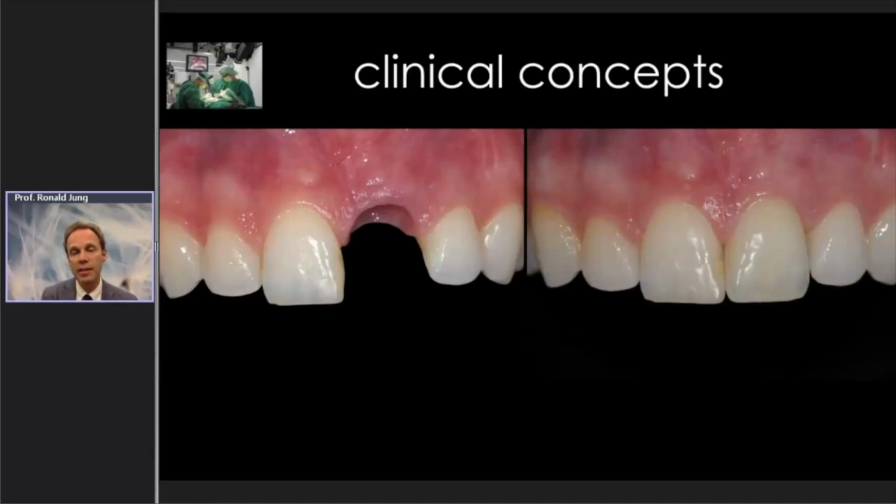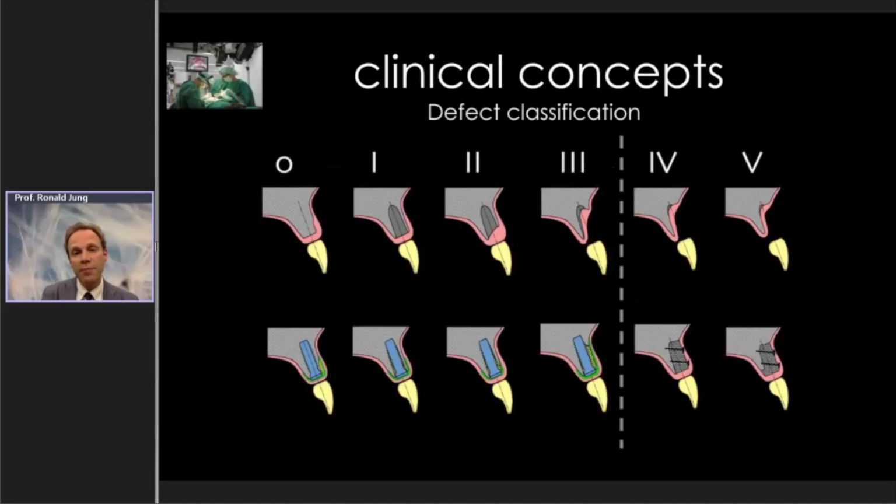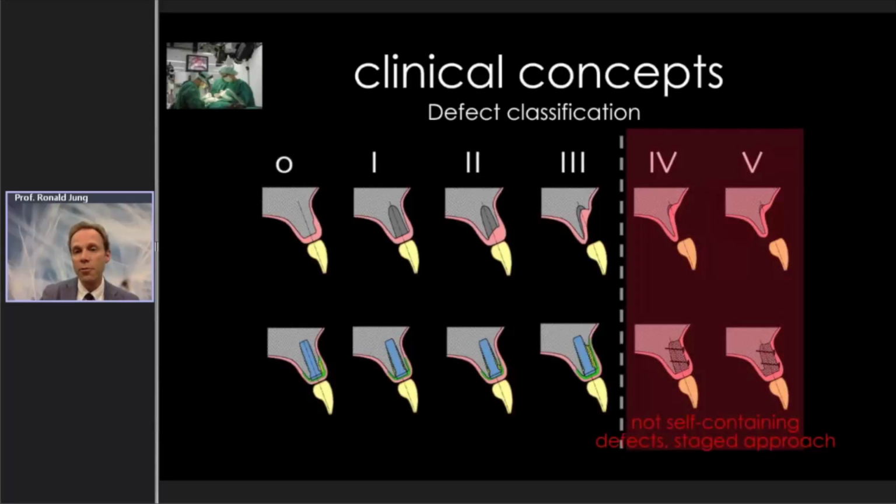After having these 4 different defects, which we consider either non-self-containing or self-containing defects, we move on into the area where it is not possible anymore to place an implant at the same time as you do the grafting procedure, meaning that we get into the area of a staged approach, where first the primary bone augmentation procedure is needed. Type 4 is a defect where we only need to augment horizontally, and type 5 is one which also needs a vertical augmentation.